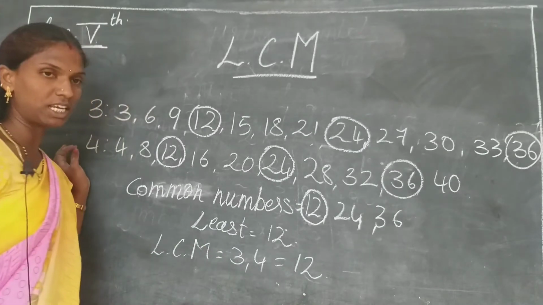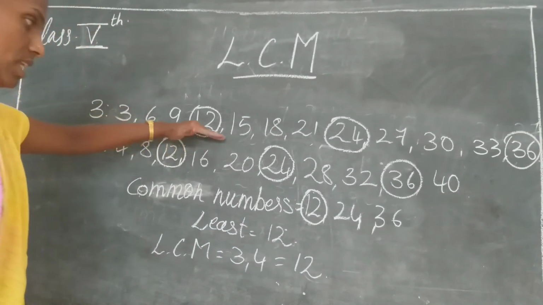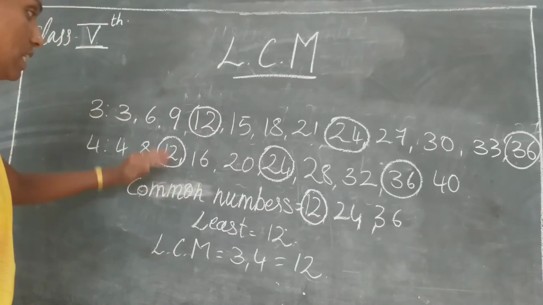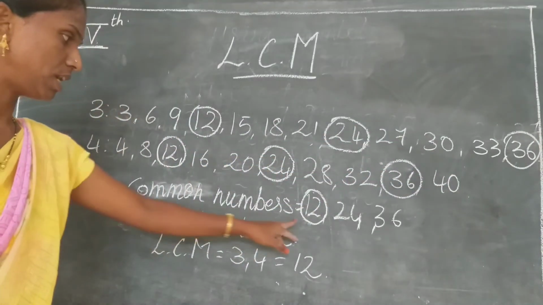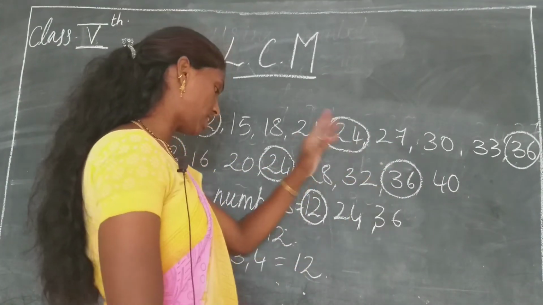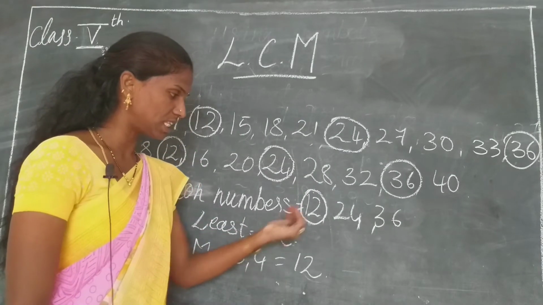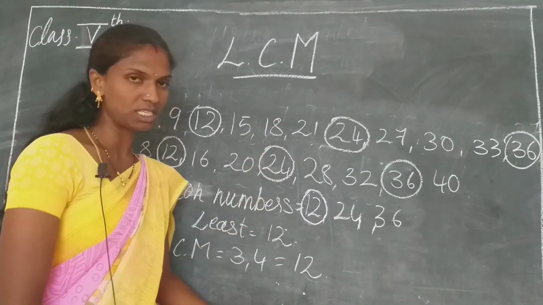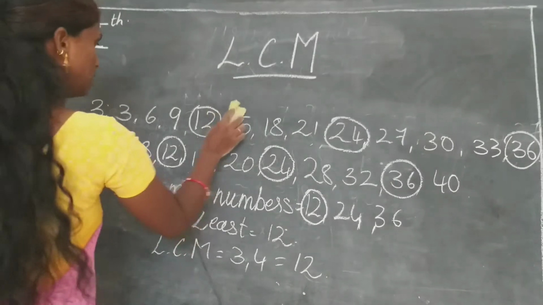Did you understand, children? We have to take the multiples of 3, and at the same time we take the multiples of 4, and we select the common multiples among these two. So we got the common multiples, that is 12, 24, 36. We need only the least common multiple. The least of these three is 12. So LCM of 3 and 4 is 12. Now we'll take some more examples.